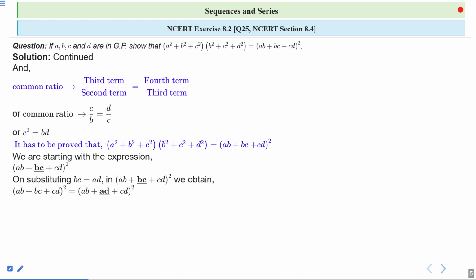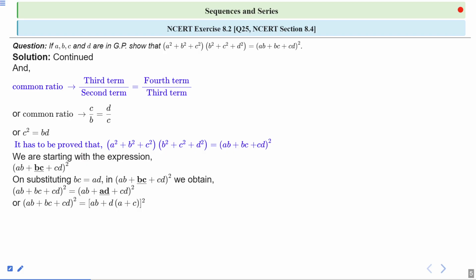So we obtain (AB + BC + CD)² equal to (AB + AD + CD)². Basically we substitute here BC equal to AD, and we get BC equal to AD from our previous slide. So if we substitute BC equal to AD in (AB + BC + CD)², then we will get (AB + AD + CD)².